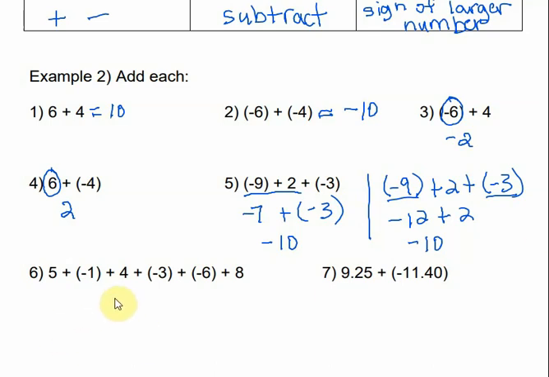Okay, so for number 6, I like combining the like terms first. So let's do that. If I take all of my positive numbers, I know I'm going to add them together because they all have the same sign. 5 plus 4 is 9. 9 plus 8 is 17.